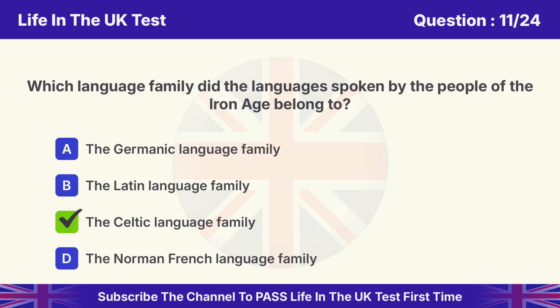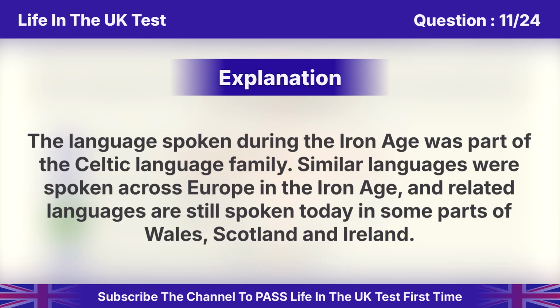Answer is C, the Celtic language family. The language spoken during the Iron Age was part of the Celtic language family. Similar languages were spoken across Europe in the Iron Age, and related languages are still spoken today in some parts of Wales, Scotland, and Ireland.